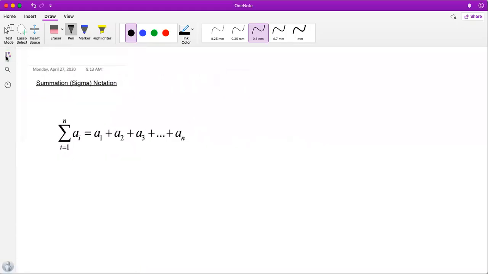Hey guys, here we go with the second video. It might be three, it might be just two. And this is the part where we're going to learn about what we call sigma notation.